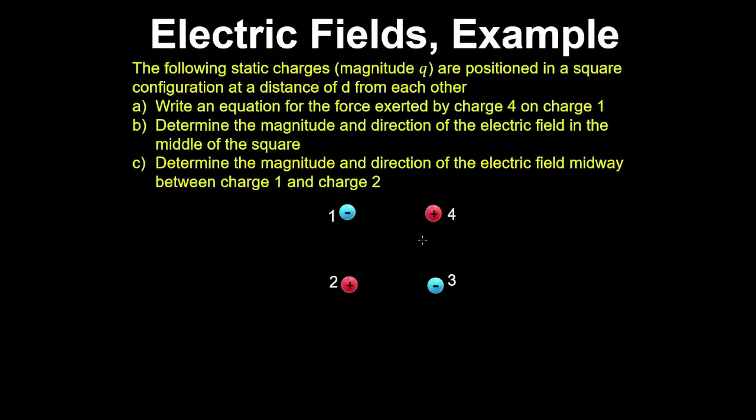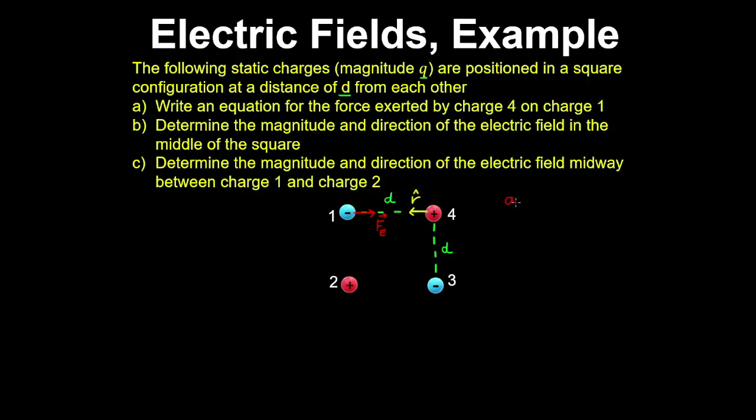The following static charges with a charge magnitude Q are positioned in a square configuration at a distance d from each other. Write an equation for the force exerted by charge 4 on charge 1. So we take our positive direction vector from charge 4, and we know that the force exerted by charge 4 on charge 1 is attractive, because these are opposite charges.